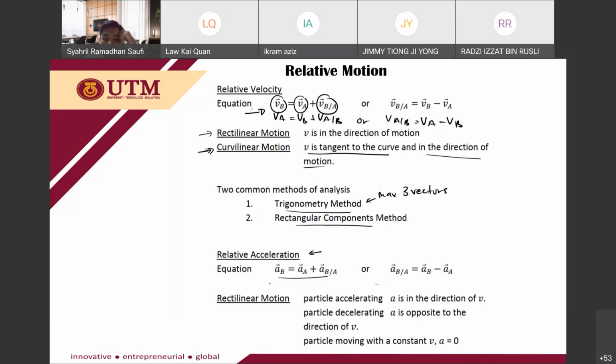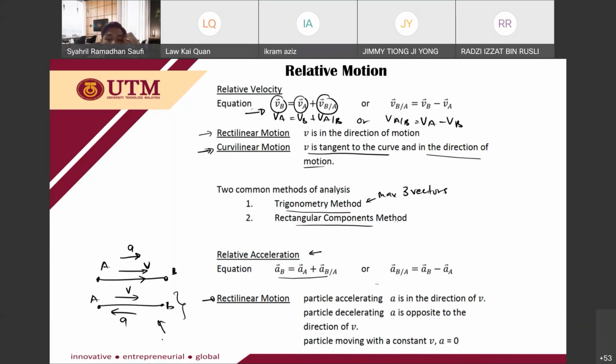Since we have two types of motion, for rectilinear motion, the particle is accelerating if the acceleration is in the direction of V. Let's say from point A to point B, this is the direction of motion, so this is your V. If your acceleration is in the direction of V, then it is accelerating. And if from point A to point B this is your V, and this is your A, then this is the decelerating position.